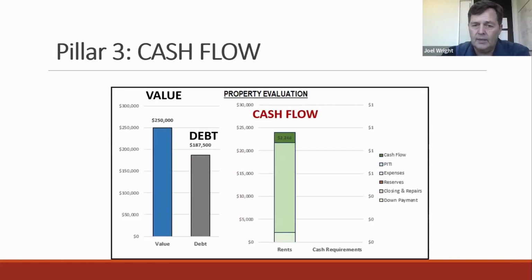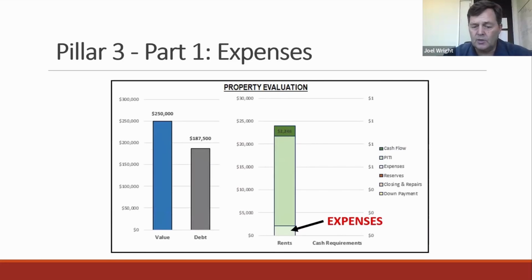Third is cash flow, and we break out the cash flow pillar into three different sections. The first one is expenses. Expenses could be utilities, repairs, maintenance. You can estimate it through the year, or you can just do it for one month. Generally, when I look at a property, I evaluate what it's going to cost me on an annual basis and what my cash flow is going to be on an annual basis.